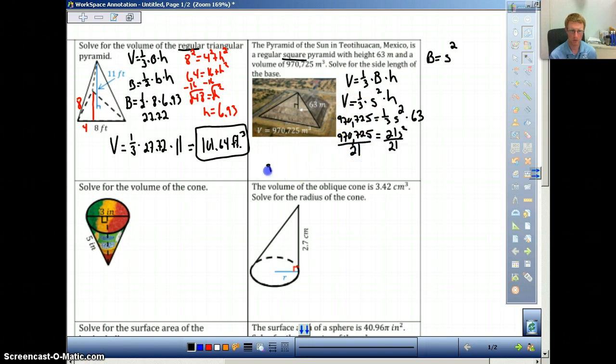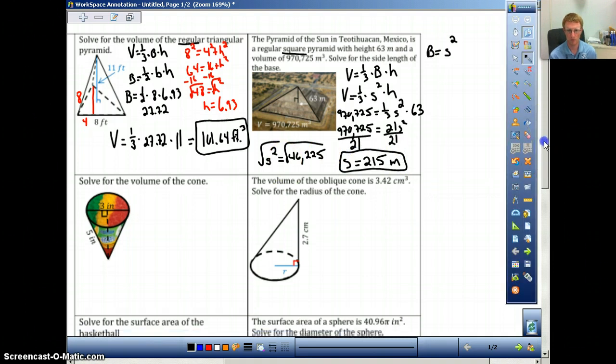And we get S squared equals 46,225. And then to solve for our side there, we take the square root of both sides, and we get S is equal to 215. And that's meters. Okay, so again, we set up the formula, write in what you know, and solve for what's missing.